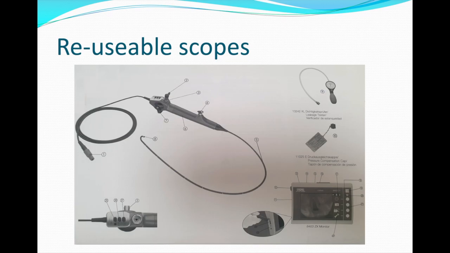This is an image of the reusable scope that we used to use in Northampton General Hospital for bronchoscopy. This is the Stores scope. In the next slide, we will talk more about the different components of the scope and how it's used.